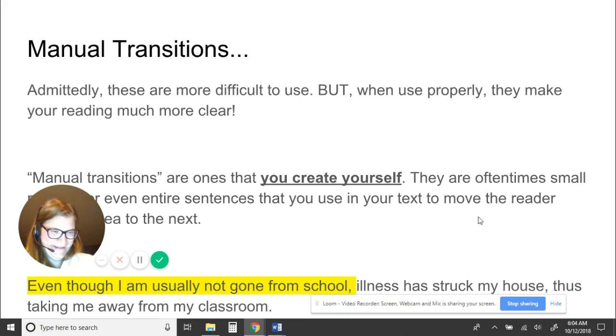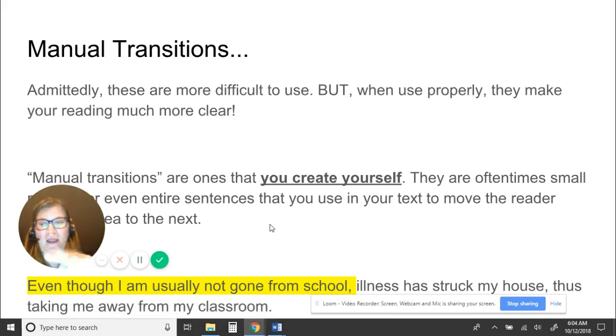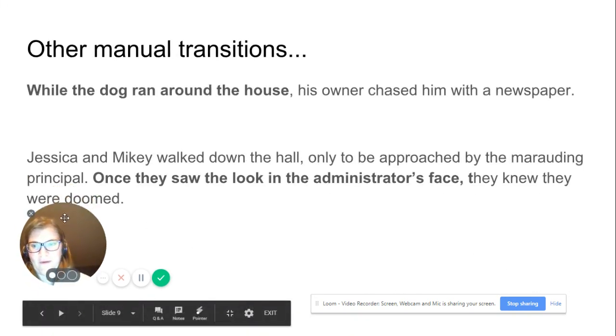Can you find it? It's right here: the word "thus." That is an automatic transition. But the manual transition is this phrase: "Even though I am usually not gone from school." And again, that's a manual transition because I can't use it in another piece of writing. I couldn't use this phrase talking about conflict. I can only use it in this spot right here. A manual transition requires a lot more thinking on your part, but it shows a much more clear and appropriate relationship. So let's take a look at some other manual transitions here.